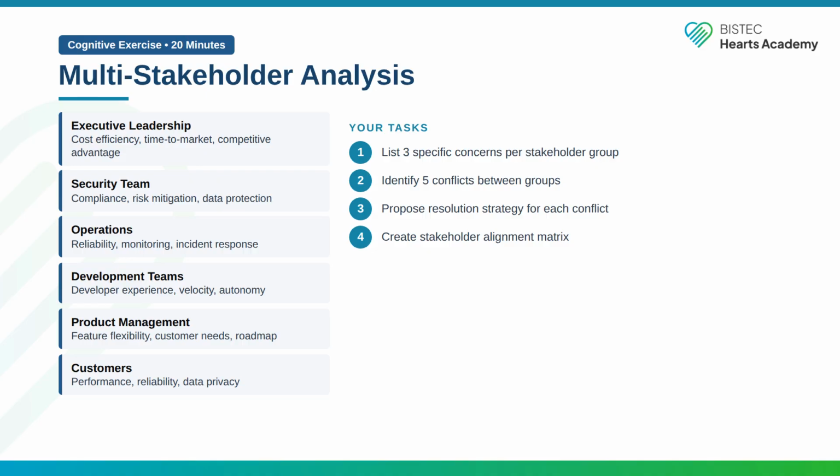The exercise has 4 tasks. First, identify 3 concerns per group. Be specific, not generic. Second, find 5 conflicts where group interests clash. Third, develop resolution strategies for each conflict. Fourth, create an alignment matrix, a visual showing where each group stands on key decisions.